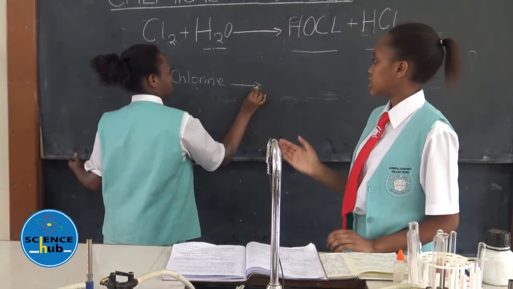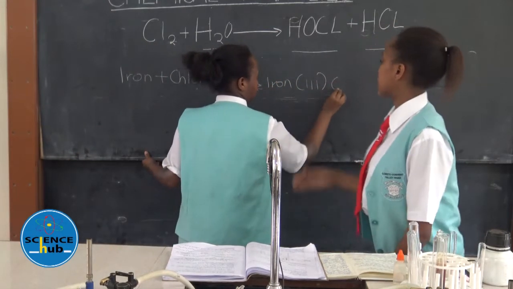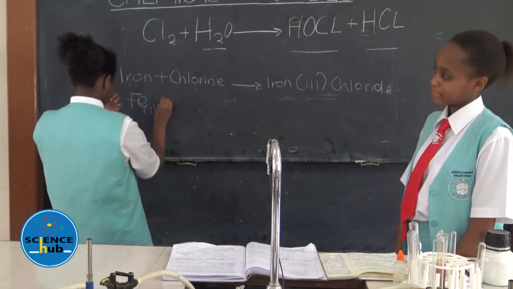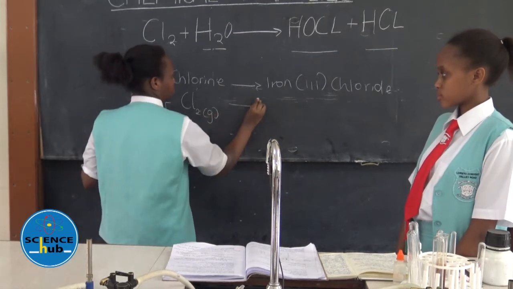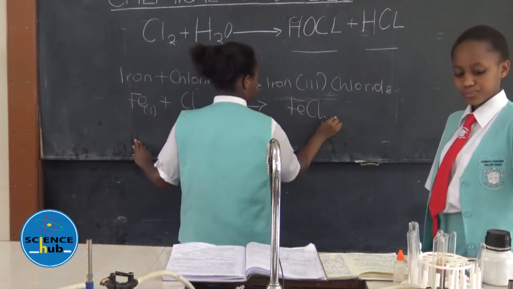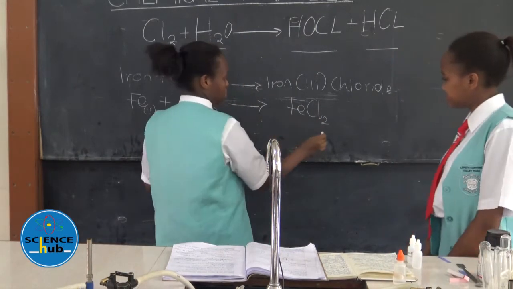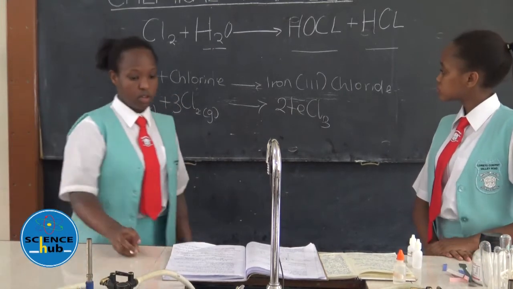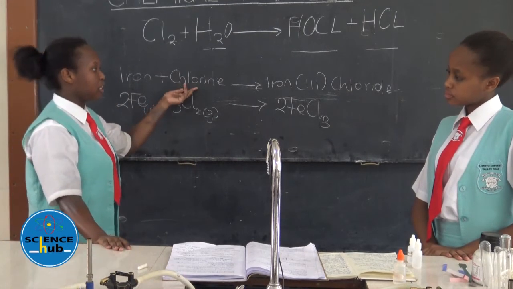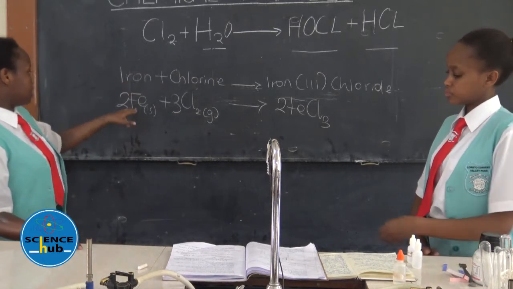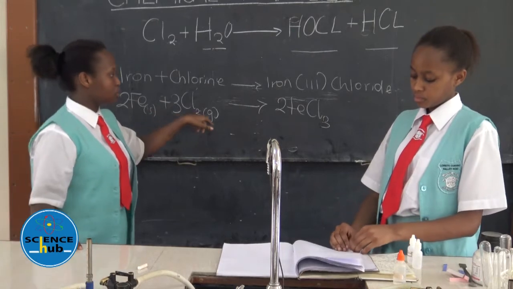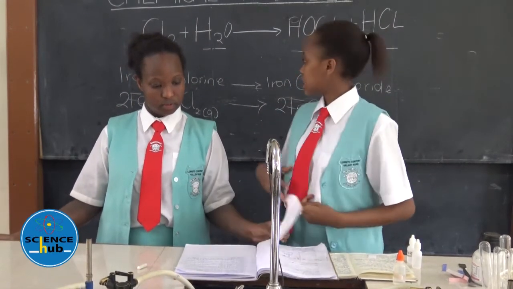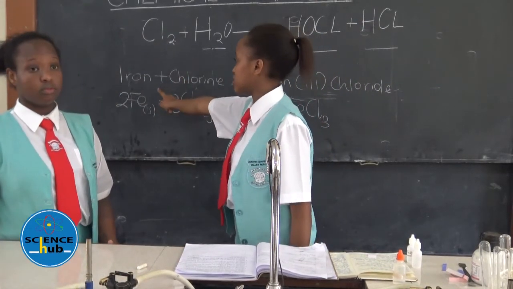My colleague here is writing for us the equation for the mixture of iron and chlorine, where we get iron 3 chloride. The iron is written as Fe plus 3 Cl2, you get 2 FeCl3. So with that, viewer, we can conclude that the chlorine is required to pass through the iron to get iron 3 chloride.